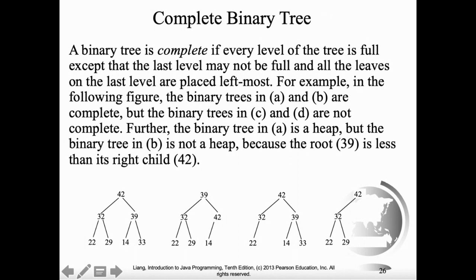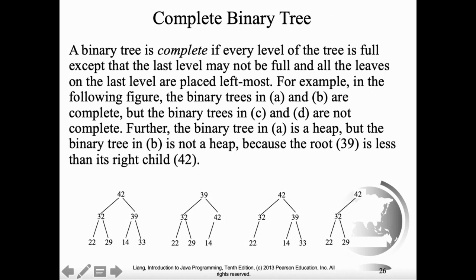First, it has to be complete. This one is complete, but is it a heap or not? For a heap, every single node we look at should be larger than its children or equal, so duplicates are allowed. 42 is bigger than 32 and 39. 32 is bigger than 22 and 29, and 39 is bigger than 14 and 33. So this is not only a complete tree, but also a heap. So the very first one is a heap.